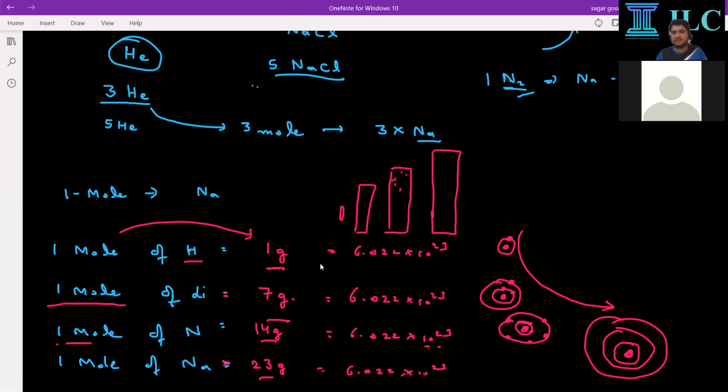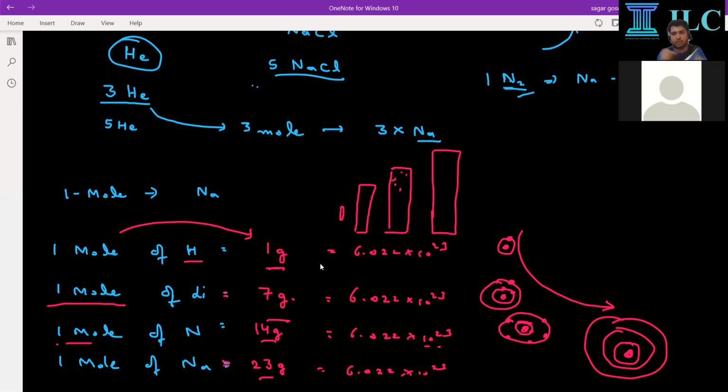Just tell me, Vishnu, if there are two rooms, in one room 10 small babies are there, and in the other room there are 10 adult people. Which room has the higher weight? The second one, adults, obviously, because the size is larger. In the first one babies are there, but the number is the same, yes or no? The number is the same, but their size is different. That's why this difference is coming.